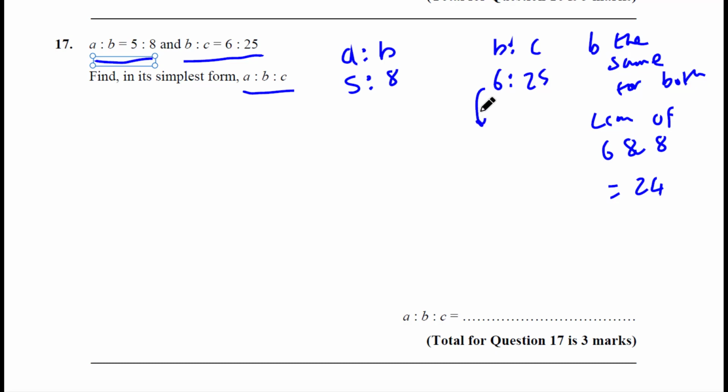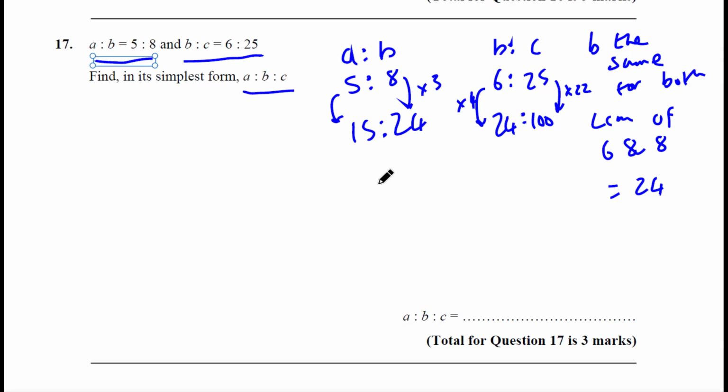So we need to make this be 24, so we times both sides by 4. That's 100. Now we want this B to be 24, so that's multiplied by 3. So you've got 24 and 15. You can see now that we have B the same, so we can combine this into one ratio, A:B:C. So we have 15 for the A here, 24 here, and then 100 here.